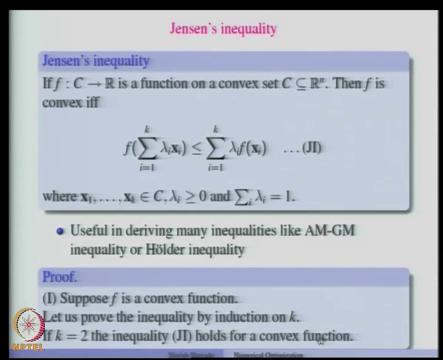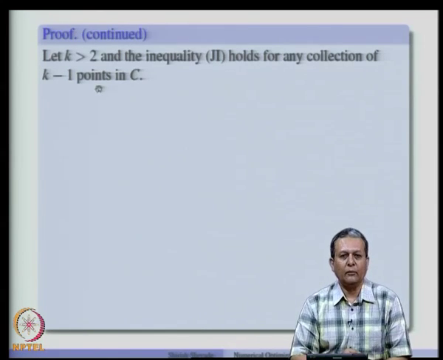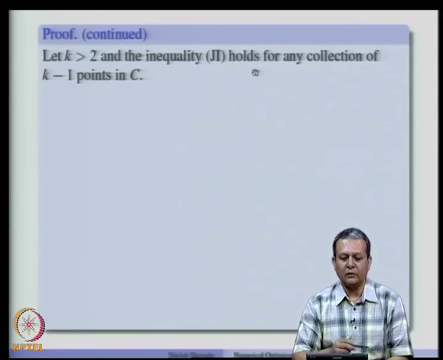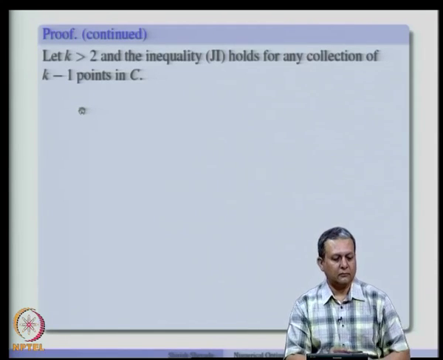Now, what we do is assume that the inequality holds for k minus 1 and then show that it also holds for the case k. So, let us assume that k is greater than 2 and Jensen's inequality holds for any collection of k minus 1 points in the set C.